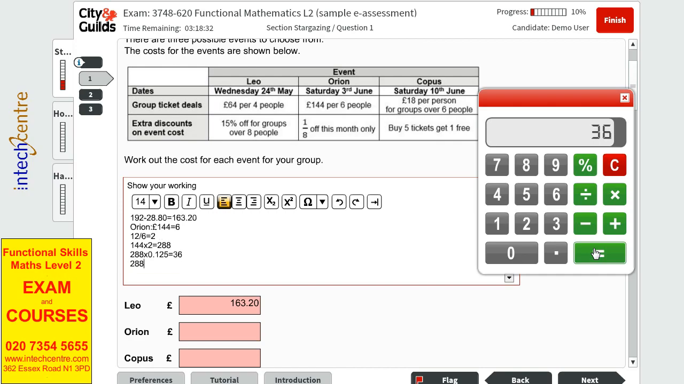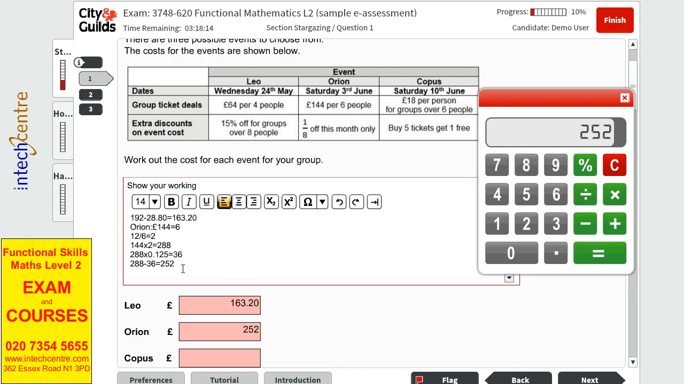So 288 minus 36. Make sure you use the calculator, as sometimes when you're in a rush you will end up making mistakes. So we have 252. This will be the cost for Orion.